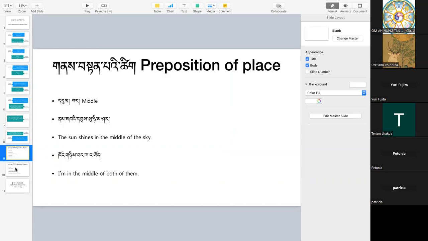Okay, now we have two prepositions of place. So the first preposition of place that we're studying today is middle.